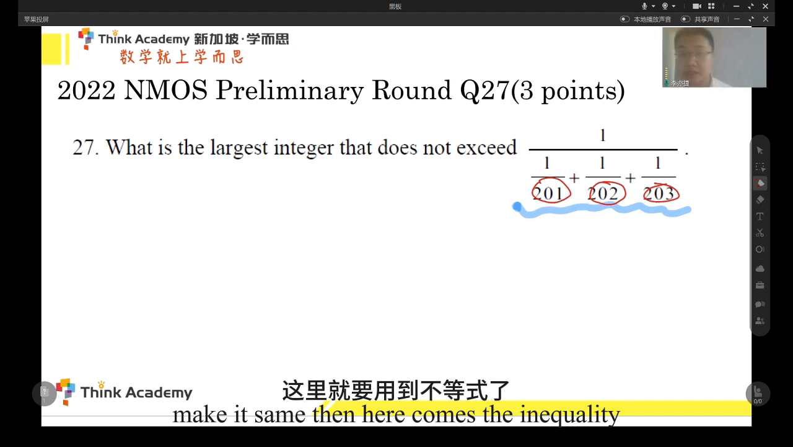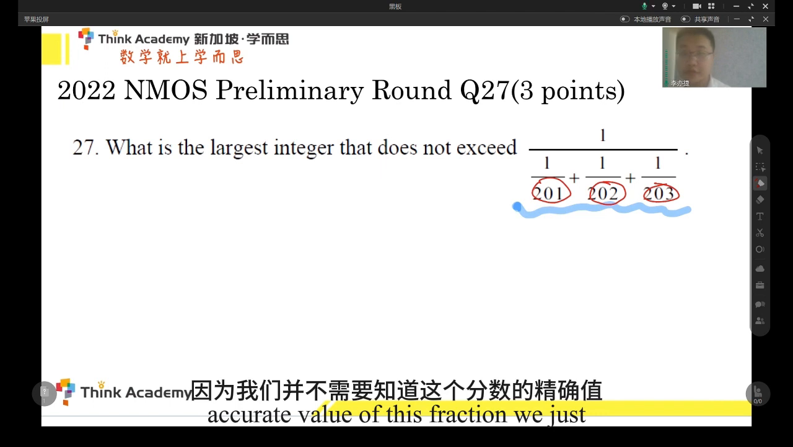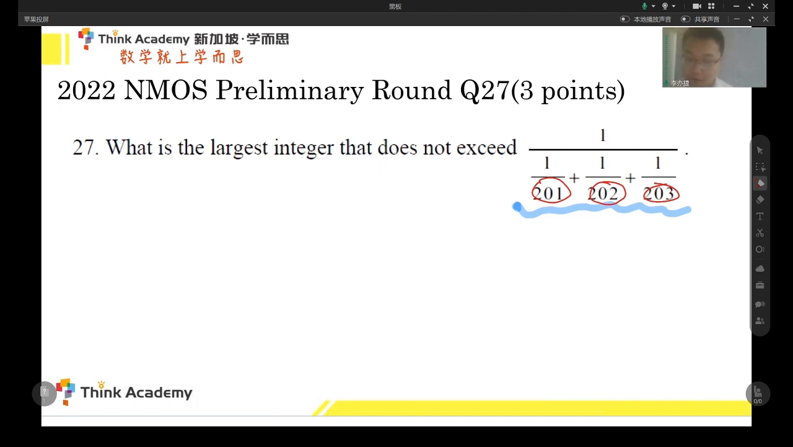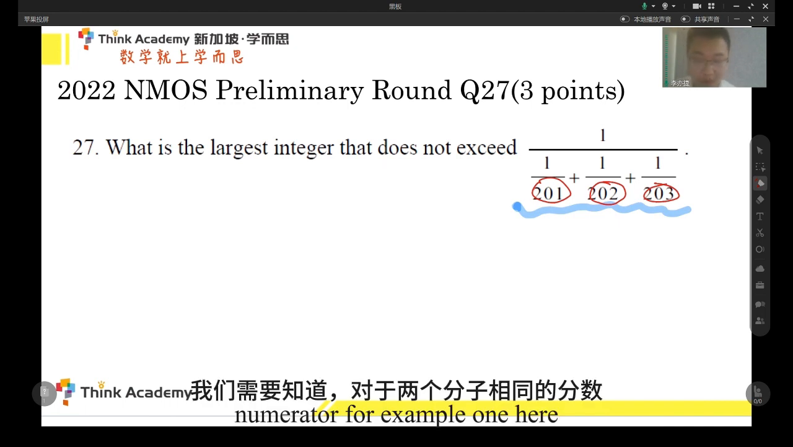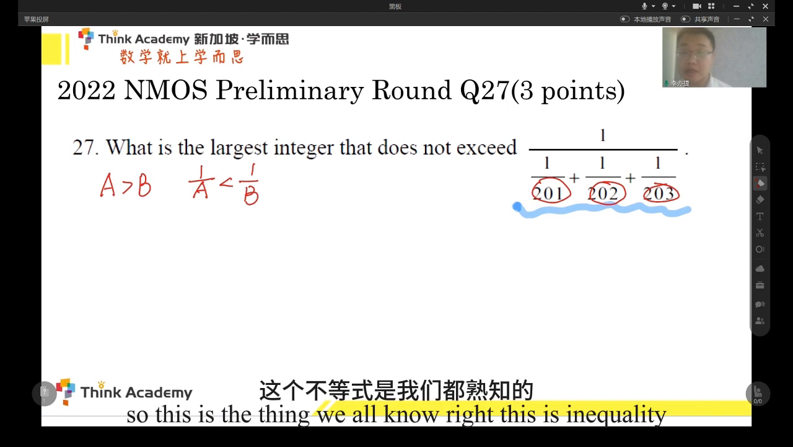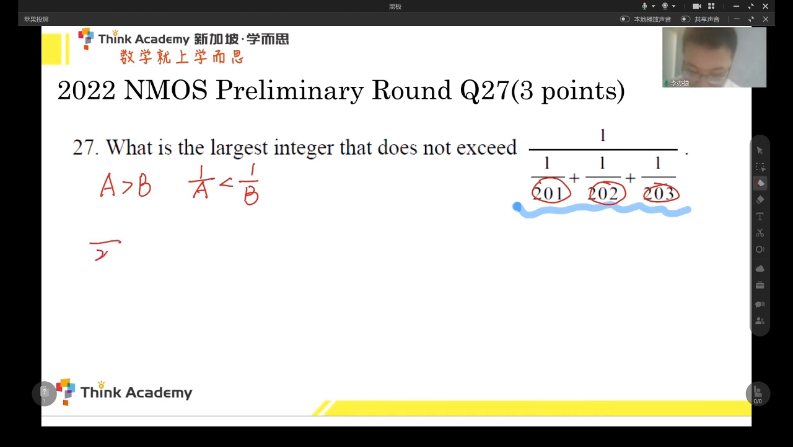So here comes the inequality. We do not need to know the accurate value of this fraction, we just need to know the largest integer beneath it. First of all, we should learn that for 2 fractions that share a numerator, for example 1 here, if A is larger than B, then 1 divided by A is certainly smaller than 1 divided by B. This is something we all know, right? This is the inequality.